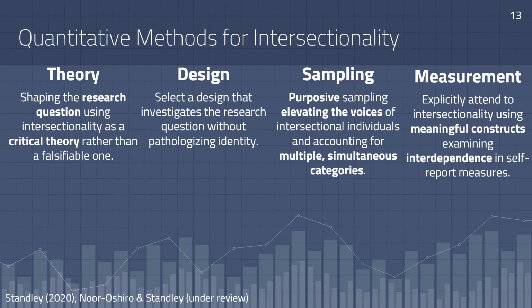In terms of measurement, you want to think about explicitly attending to intersectionality using meaningful constructs that examine that interdependence of self-report measures of identity. Ideally, this will be based on prior qualitative research of yourself or of others in the field, so that people can self-identify and describe their identity themselves, and perhaps using a sequential exploratory mixed methodology, build on those qualitative findings to incorporate those identities into a quantitative survey.